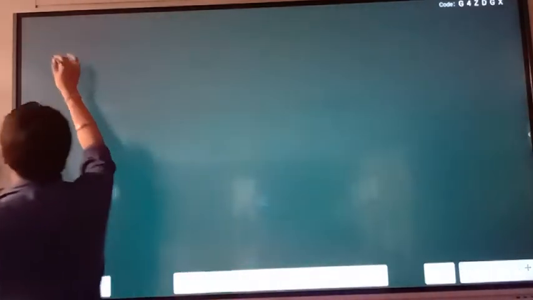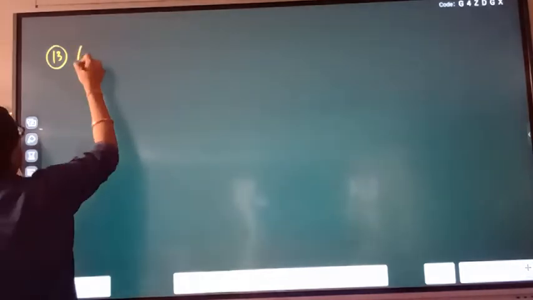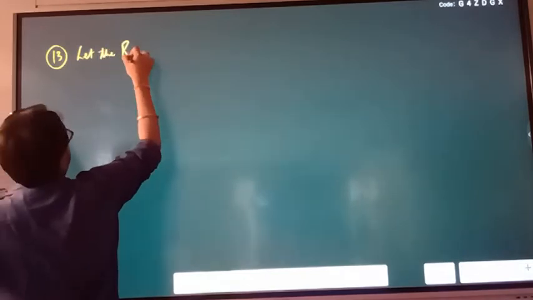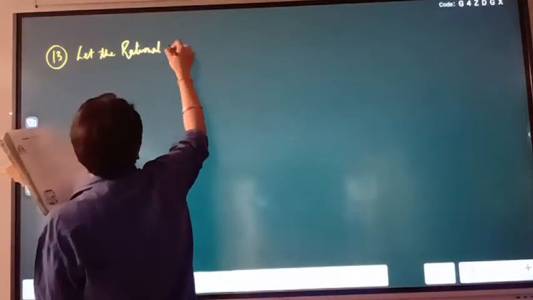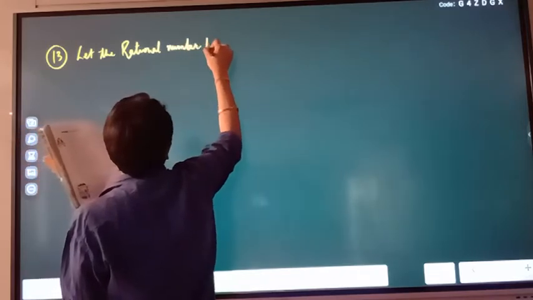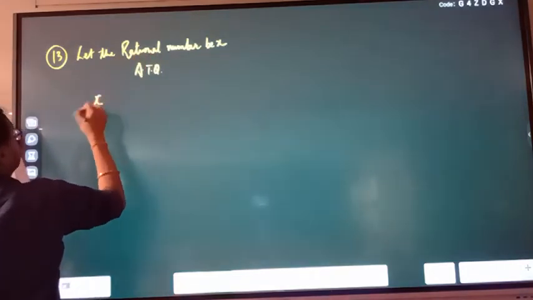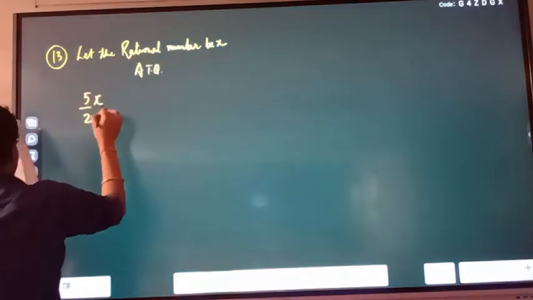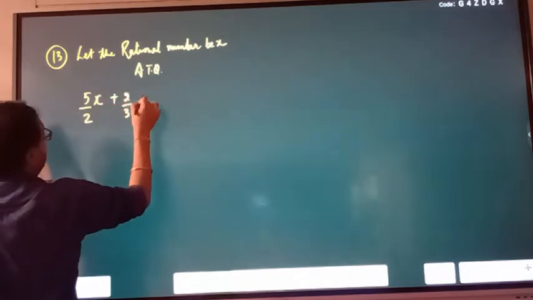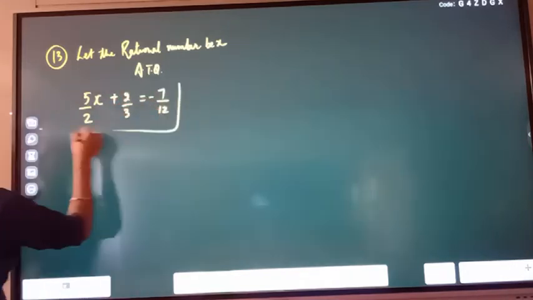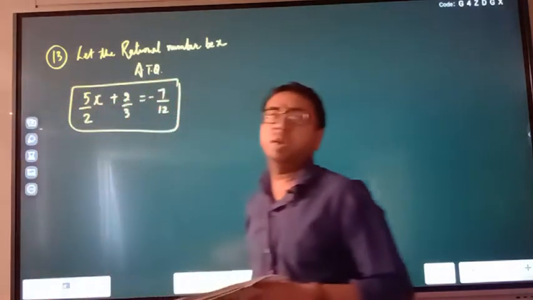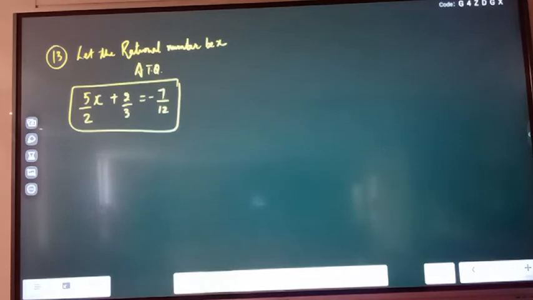Next, question number 13. A rational number is such that when you multiply it by 5 by 2 and add 2 by 3 to the product, you get minus 7 by 12. What is the number? Let the rational number be x. Now, according to the question, multiply the rational number by 5 by 2 and add 2 by 3 to the product, and we will get minus 7 by 12. This is the equation we got. Solve the equation and get the answer.